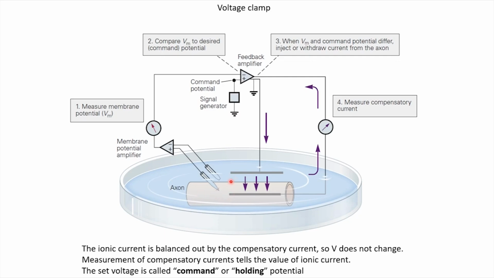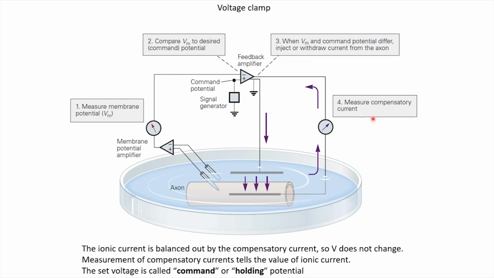Now let's consider the ionic currents. So if there is any current flowing through the ion channels, that current will try to change the membrane potential, but this feedback current through the amplifier, which is also known as the compensatory current, will balance out the ionic currents to ensure that the membrane remains at the command potential. So if there is current flowing in through the ion channels, then the compensatory current will flow out. And if there is current flowing out through the ion channels, then the compensatory current will flow in.